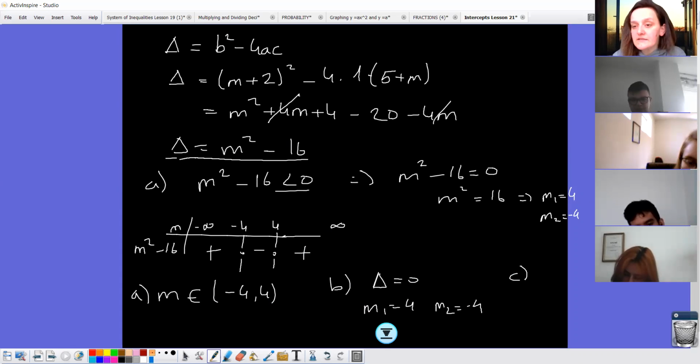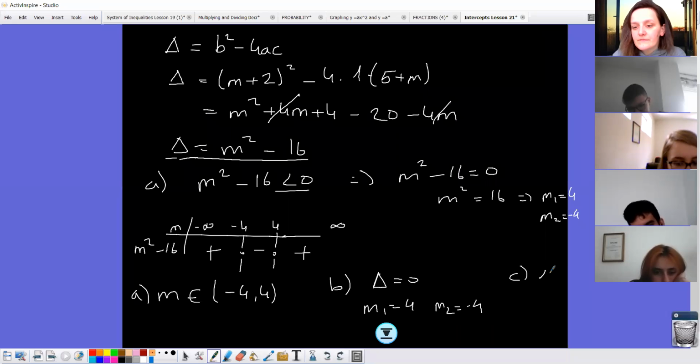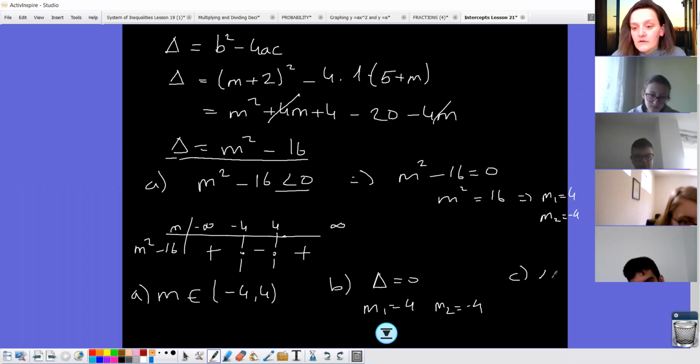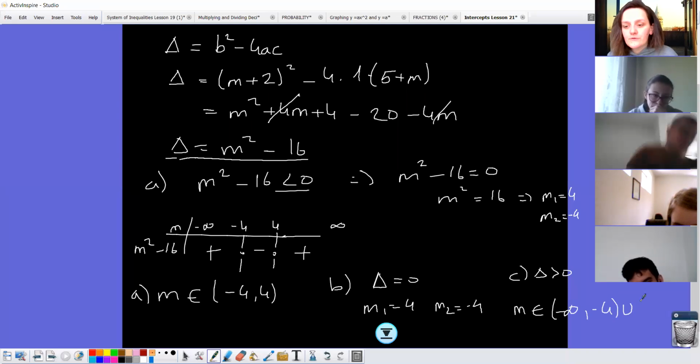In C, it says intersect the x-axis at 2 distinct points. So here the discriminant should be greater than 0. Already here I have the sign chart. In which cases is it greater than 0? From minus infinity to minus 4, and from 4 to plus infinity. So minus infinity to minus 4 union 4 to plus infinity.